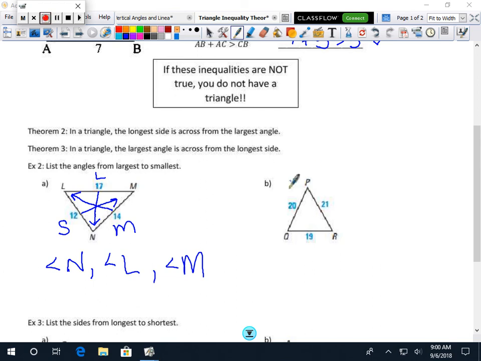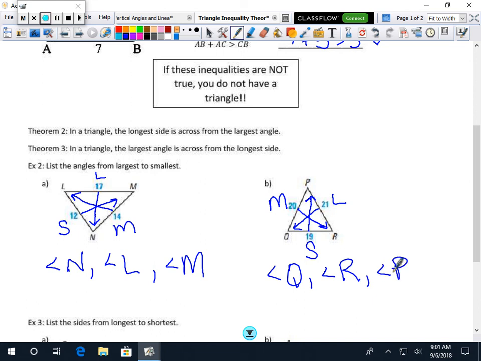Looking at example B here, my largest side is 21, my medium side is 20, and my smallest side is 19. So if 21 here is the longest side, across from it is my largest angle, which would be angle Q. 20 is my medium side. Across from the medium side will be the medium angle, which would be angle R. And then 19 is my smallest side. Across from 19 is my smallest angle, which would be angle P.